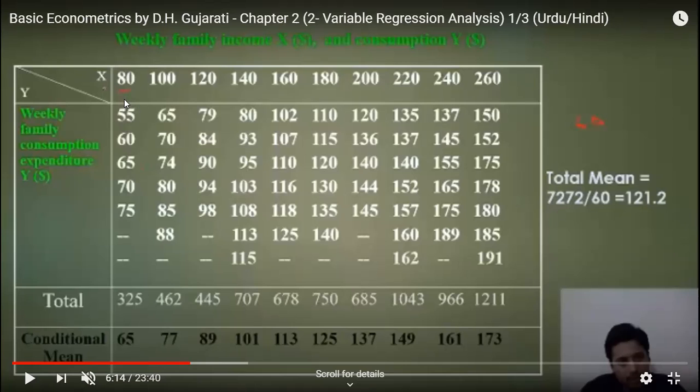Okay, so think about it. Family with an income of 80, one family is spending $75. Another family is spending $70. And you go to another income group 100, to your surprise, some family is spending only 65. And then here, another family is spending 70. So where is the relationship? Here, one family with income 80 spending 75. Here, another family with income 100 spending only 65. Think about it. Or look at this. Income group 120, one family is spending 94. However, when income increases to 140, one family is spending only $80. So, where is the relationship?